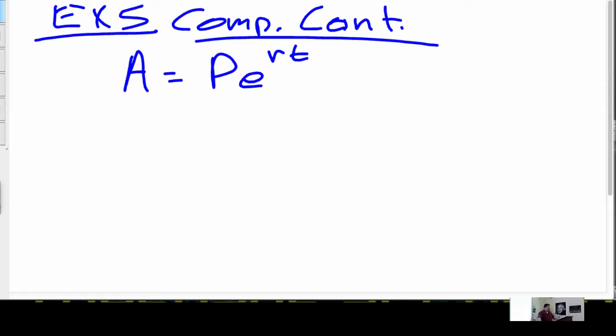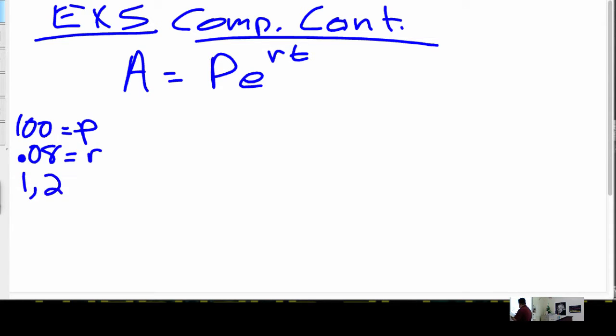Okay? Kind of. You have to have t for time, so it's hard to describe. But anyways, in our textbook, when you see compounded continuously, this is what you use. So it says Latasha starts with an investment of $100, that's P, invested at an interest rate of 8%, which is R. And it's compounded continuously. Find the amount that it grows to at 1, 2, 3 for time.